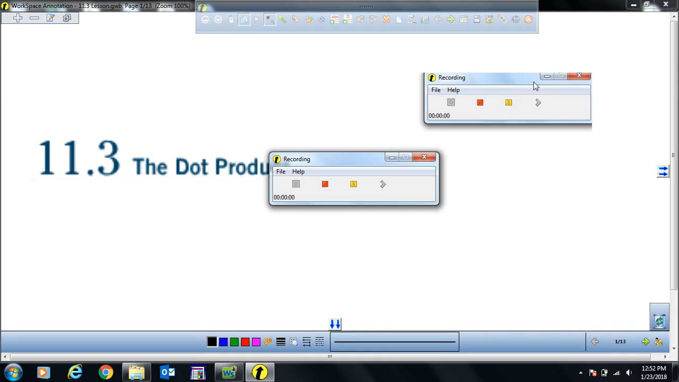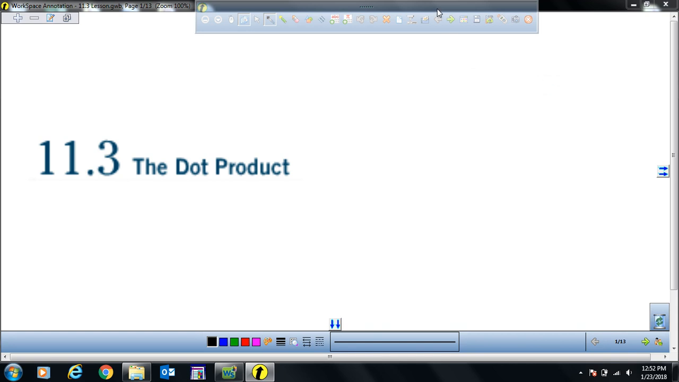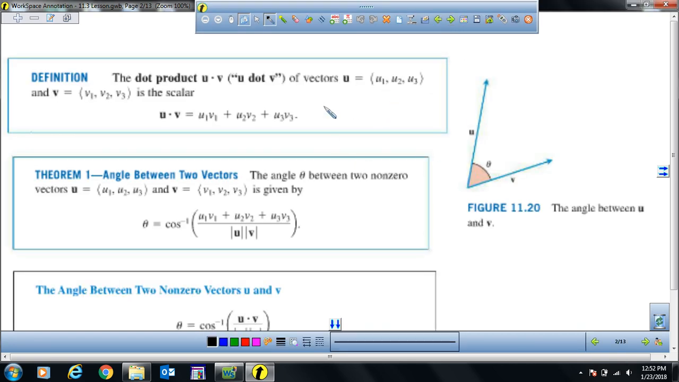Section 11.3 is called the dot product on vectors. This is going to be mainly used for several applications that we're going to do in vectors in this section and in the next couple of sections. Alright, so first of all, let's define the dot product.